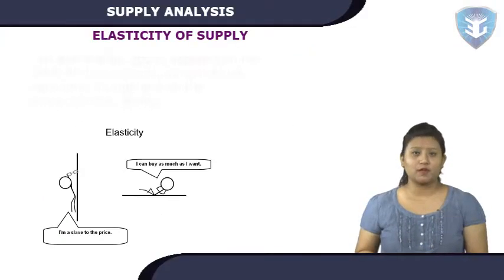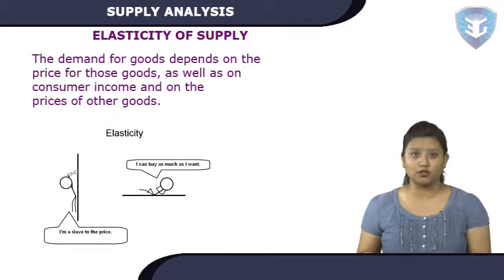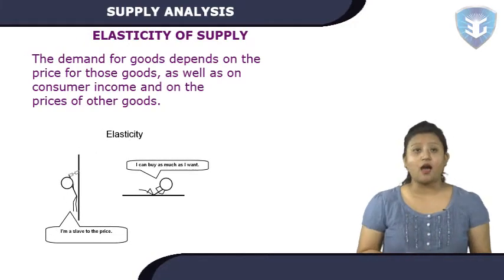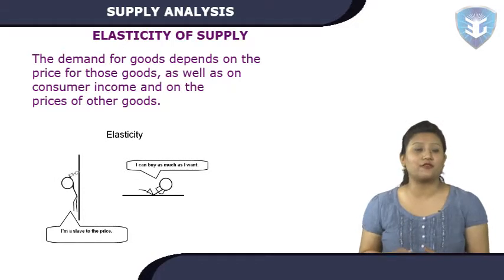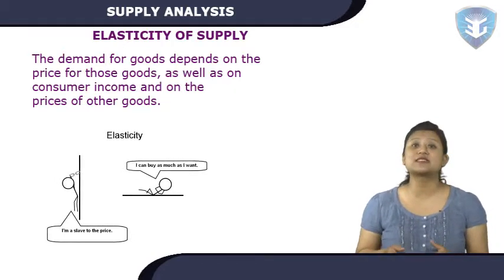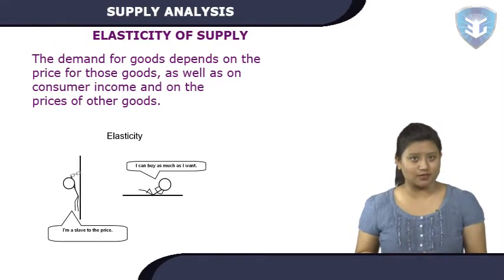Elasticity of supply. The demand for goods depends on the price for those goods as well as on consumer income and on the prices of other goods. Similarly, supply depends on price as well as on variables that affect production cost. How much the supply and demand will rise or fall is often difficult to predict. This measurement of a product or a service's responsiveness to market changes is known as elasticity.